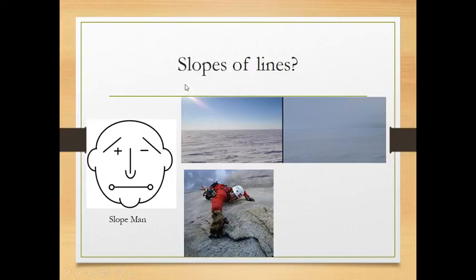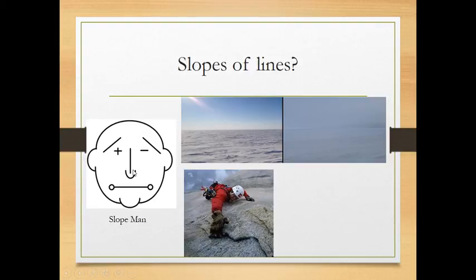How steep something is. In this case, we're specifically talking about how steep a line is, and we quantify that with numbers. The higher the number is, absolute value-wise, the steeper the slope. So take a look at slope man here on the left. Lines that go up from left to right are said to have a positive slope. We assign them a positive value. Slopes that go downhill from left to right, we assign a negative value, so they have a negative slope.